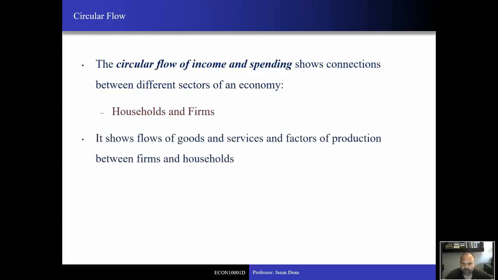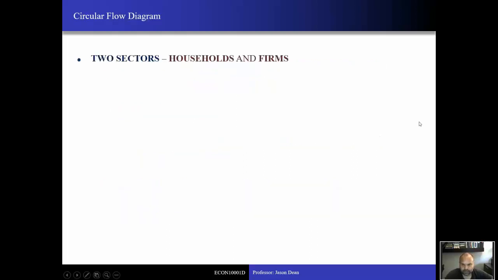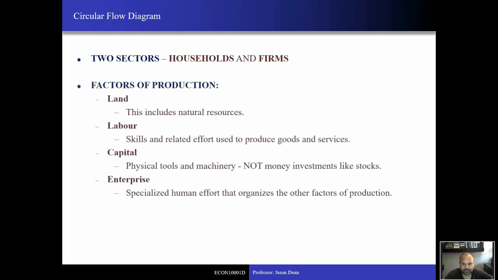So this simple model shows the flows of goods and services and also the factors of production. This is what's used to make goods and services. We're going to show how those flows relate and go between the firms and the households. So the reason why we're learning the circular flow is that it gives us a good idea of how national income or gross domestic product is calculated. So in the circular flow diagram, we're going to have two sectors, as I mentioned, households and firms.